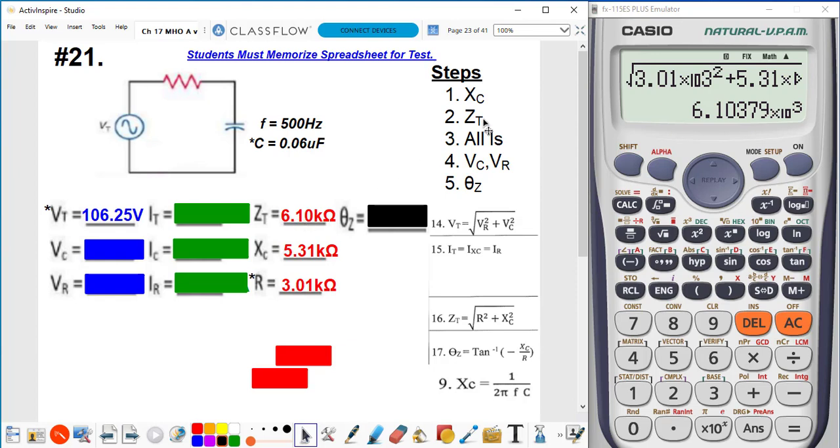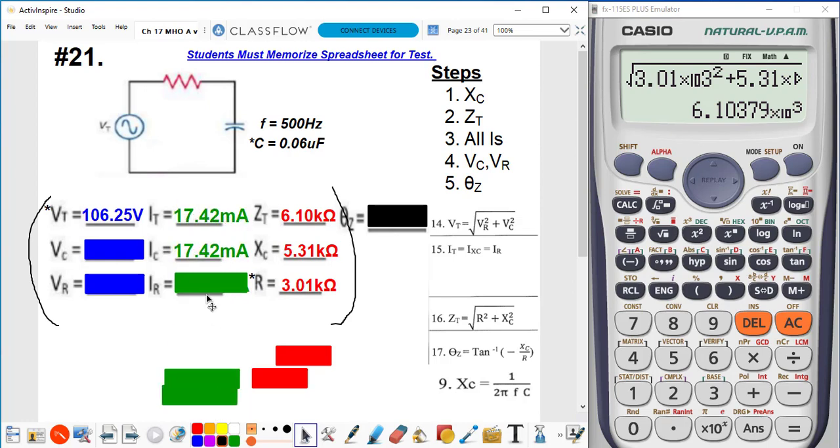Now that I have that done, I'm going to move to step 3, and I'm going to calculate my current values. Current's going to stay the same in a series circuit, so once I calculate my IT, I'll have all of my current values. Inside of these parentheses, we can use Ohm's law, so I take 106.25 volts and divide it by 6.10 k ohms. Gives me a value of 17.42 milliamps. As I said, current stays the same. Now I'm just going to use Ohm's law to take my IC times my XC to get my VC, my IR times my R to get my VR.